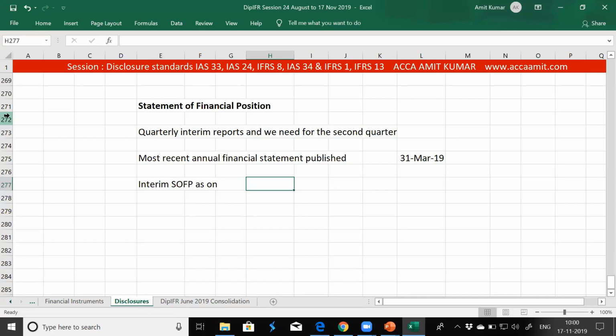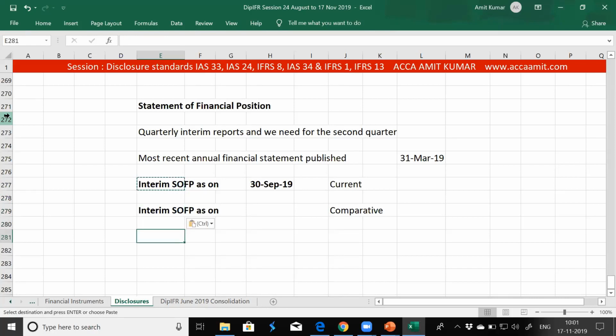April, May, June, July, August, September. 30th September 2019 is the date on which the second interim report is published. Now, as per IAS 1 or as per IAS 34, we also need to give a comparative. This is current. For the comparative, which balance sheet are we going to present for it? Which will be the comparative? Which balance sheet should we present as the comparative balance sheet along with it?